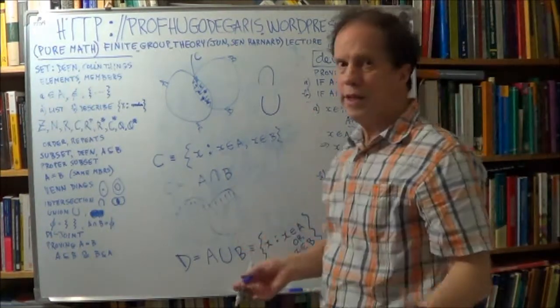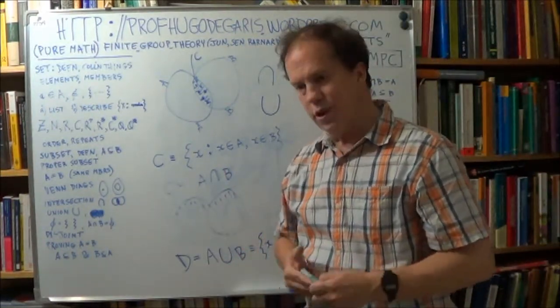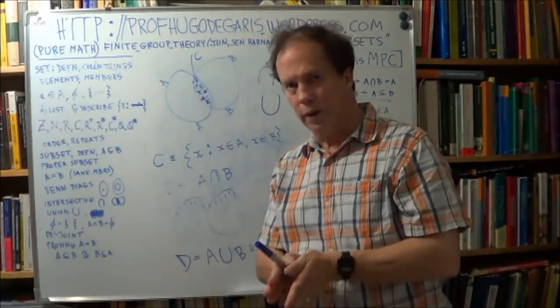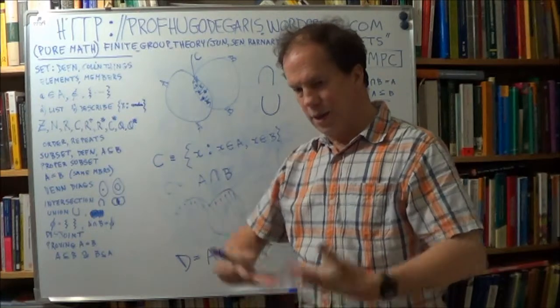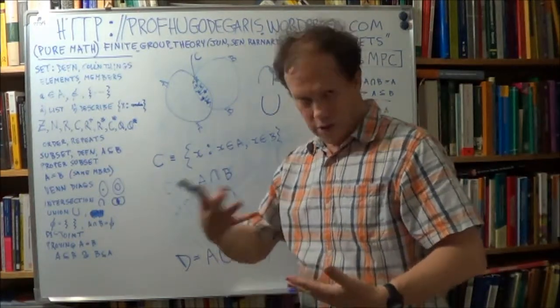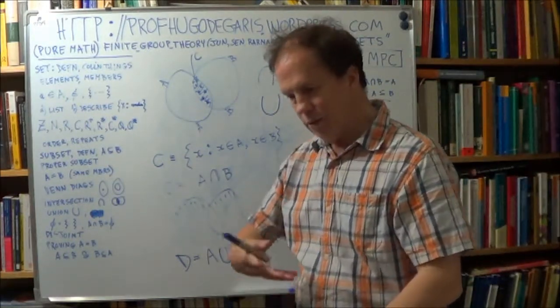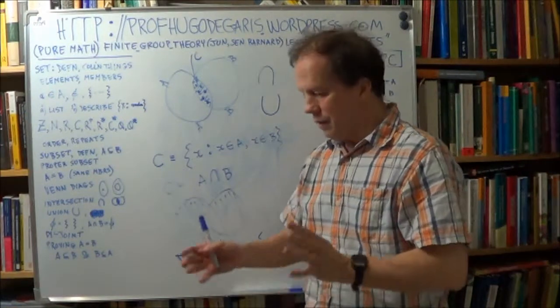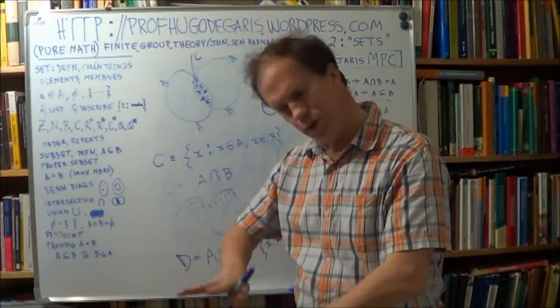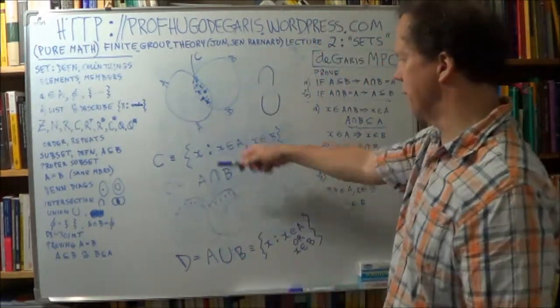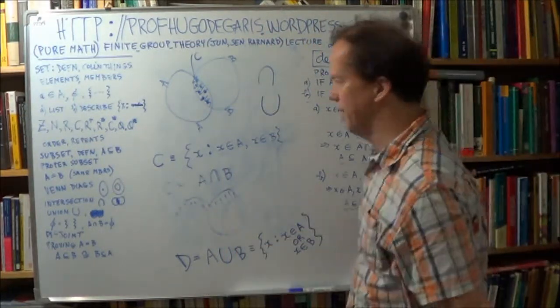So if you have two sets A and B, usually the intersection will be much smaller than the union. So the union of two sets will be bigger than usually set A or set B, and the intersection of A and B will be usually smaller than A or smaller than B. Okay, it's just common sense. You can just see it from the Venn diagrams.